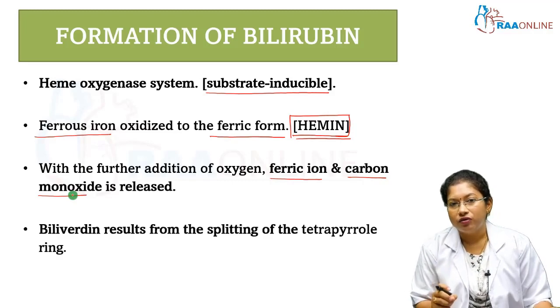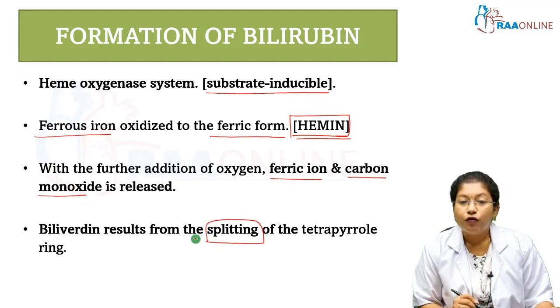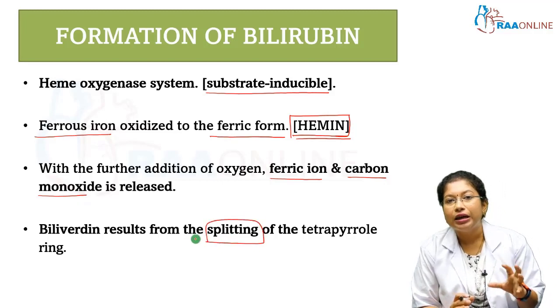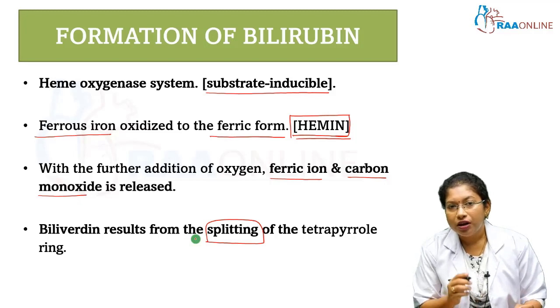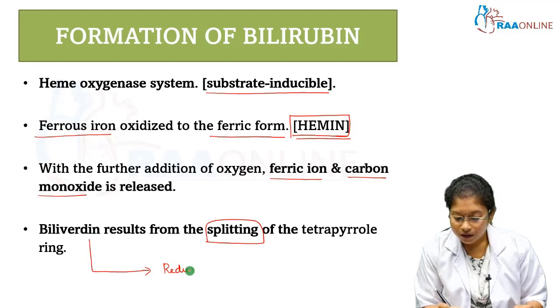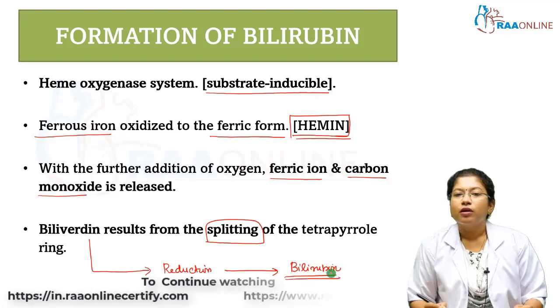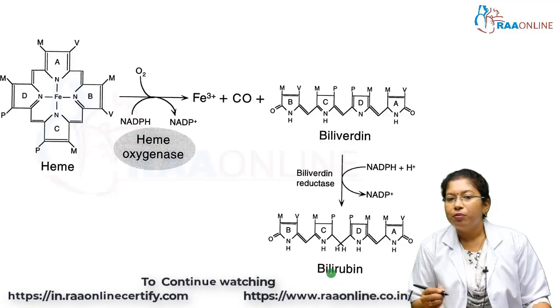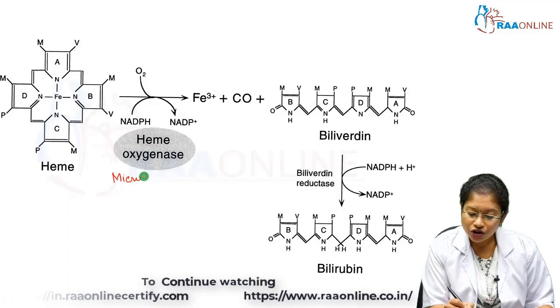Next, the biliverdin is formed from splitting of the tetrapyrrole ring. But the compound which we want is bilirubin. So the biliverdin undergoes reduction to get your bilirubin. So, formation of bilirubin requires the microsomal heme oxygenase system.